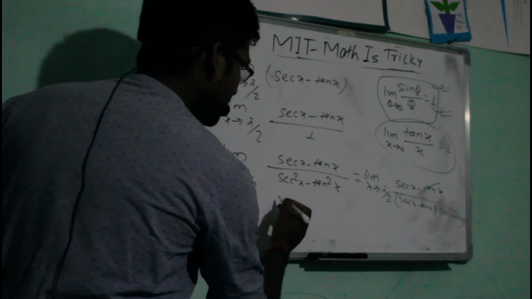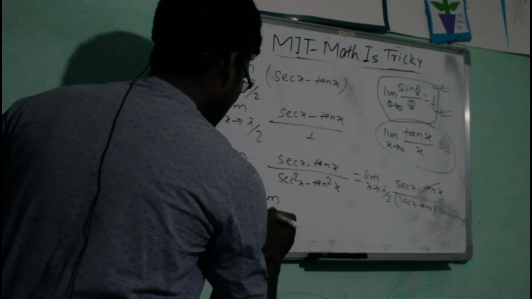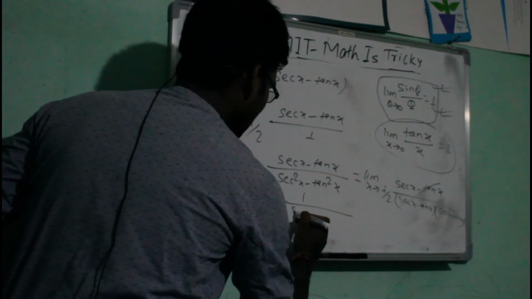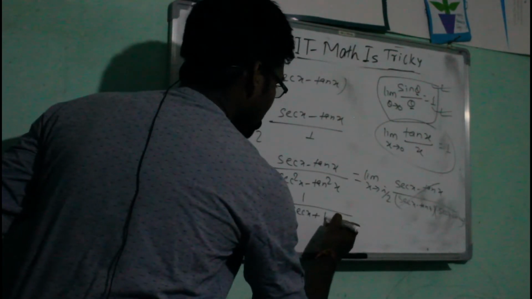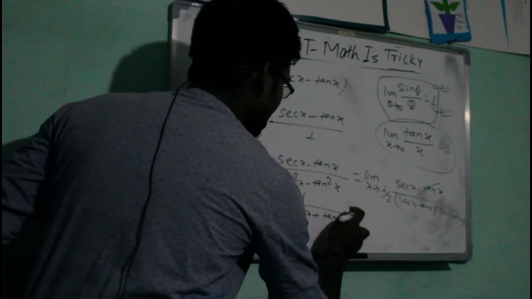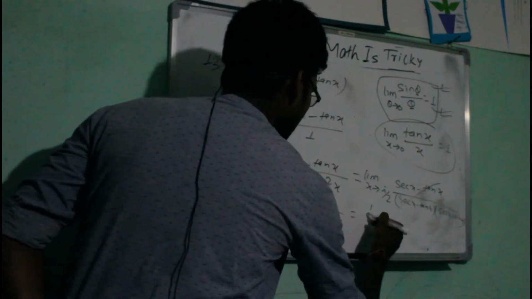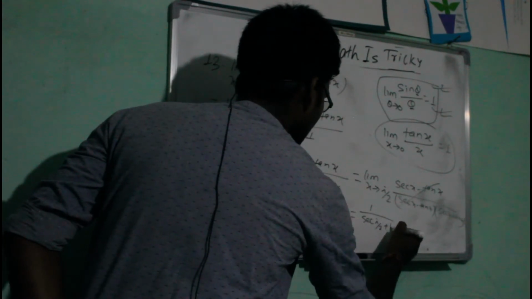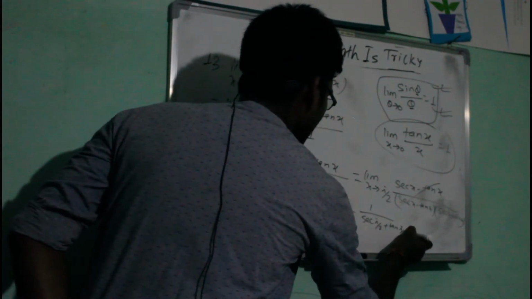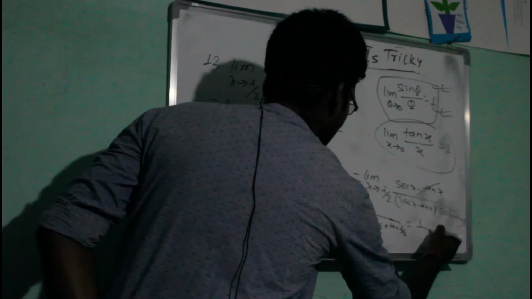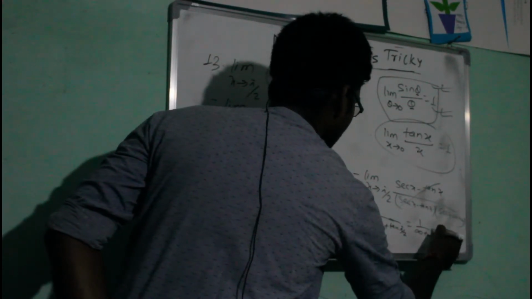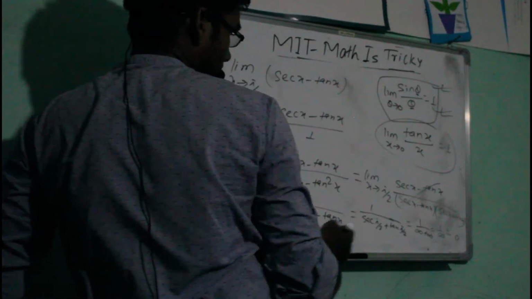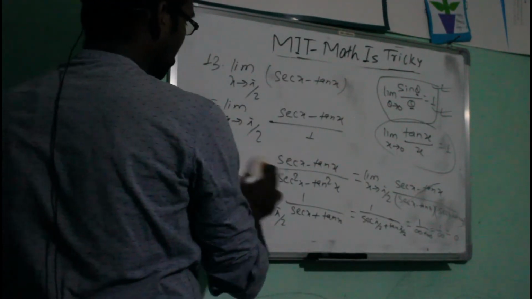So what's remaining here: limit x tends to pi by 2 of 1 by sec x plus tan x. Let's put x as pi by 2, it will be sec pi by 2 plus tan pi by 2, and so it is infinity plus infinity, that means 1 by infinity equals 0. Sec 90 is infinity, tan 90 is also infinity.